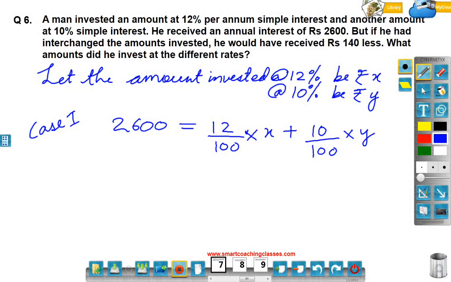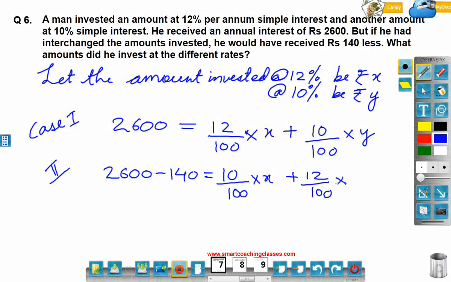Similarly, I'm sure you are able to form case 2. So it will be if the amounts were interchanged. If he had interchanged the amounts, he would have received 140 less. So this will be 2600 minus 140. I could have written the answer directly, but for your convenience, I'm writing it like this. So he would invest 10% in X and 12% in Y. Hence, we have the equations. I hope this was not difficult.